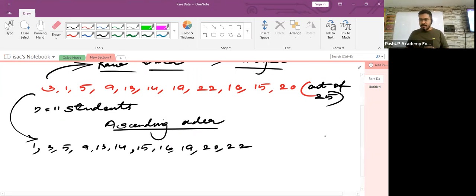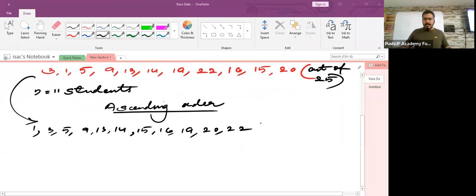Online students, everyone understood what is raw and arrayed data? Very simple. When the data is not in a proper sequence, that means neither in ascending nor in descending order, you simply call it as what? Raw data. But when the same data is arranged in either ascending or in descending order, it becomes an arrayed data. Things are clear? All right. Now, children, the next thing which I'm going to teach you is class interval.